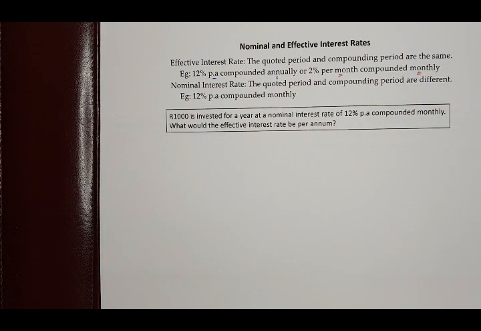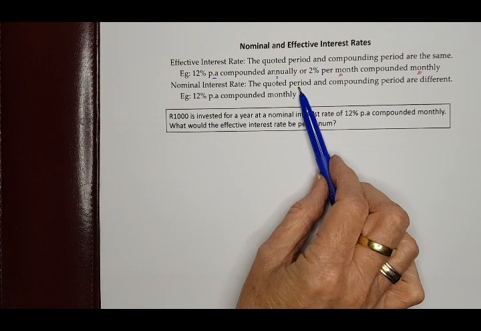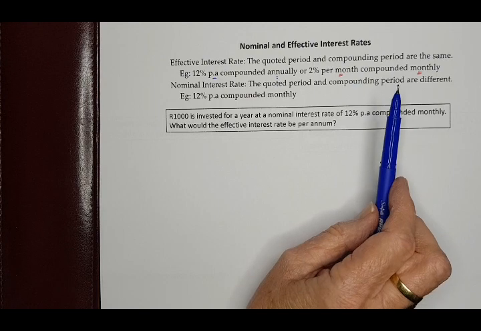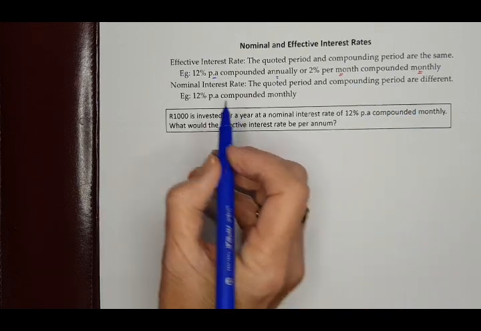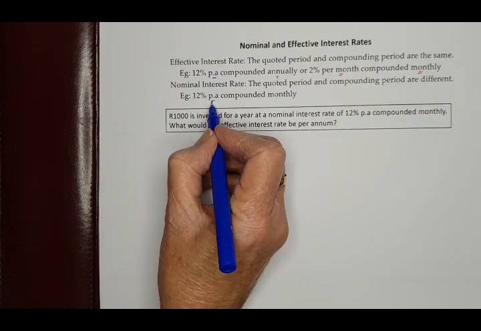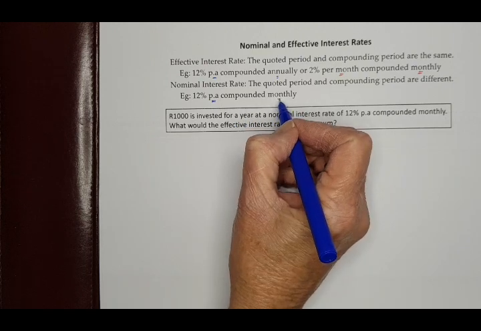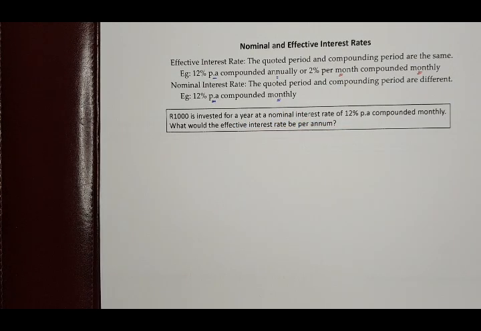Effective interest rates. A nominal interest rate is when the quoted period and the compounding period are different. For example, you are talking about 12% per annum compounded monthly.